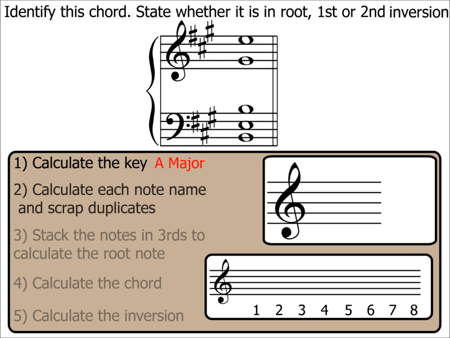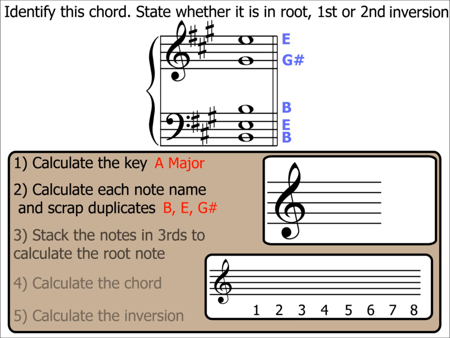Step 2, calculate each note name and scrap duplicates. So working from the bottom of the chord, the notes we have are B, E, B, G sharp. Don't forget that it is G sharp and not just a G. Always keep an eye on key signatures. And another E. We've got 2 E's and 2 B's, so we scrap one of each to give us just the different note names. Make a note of these note names.